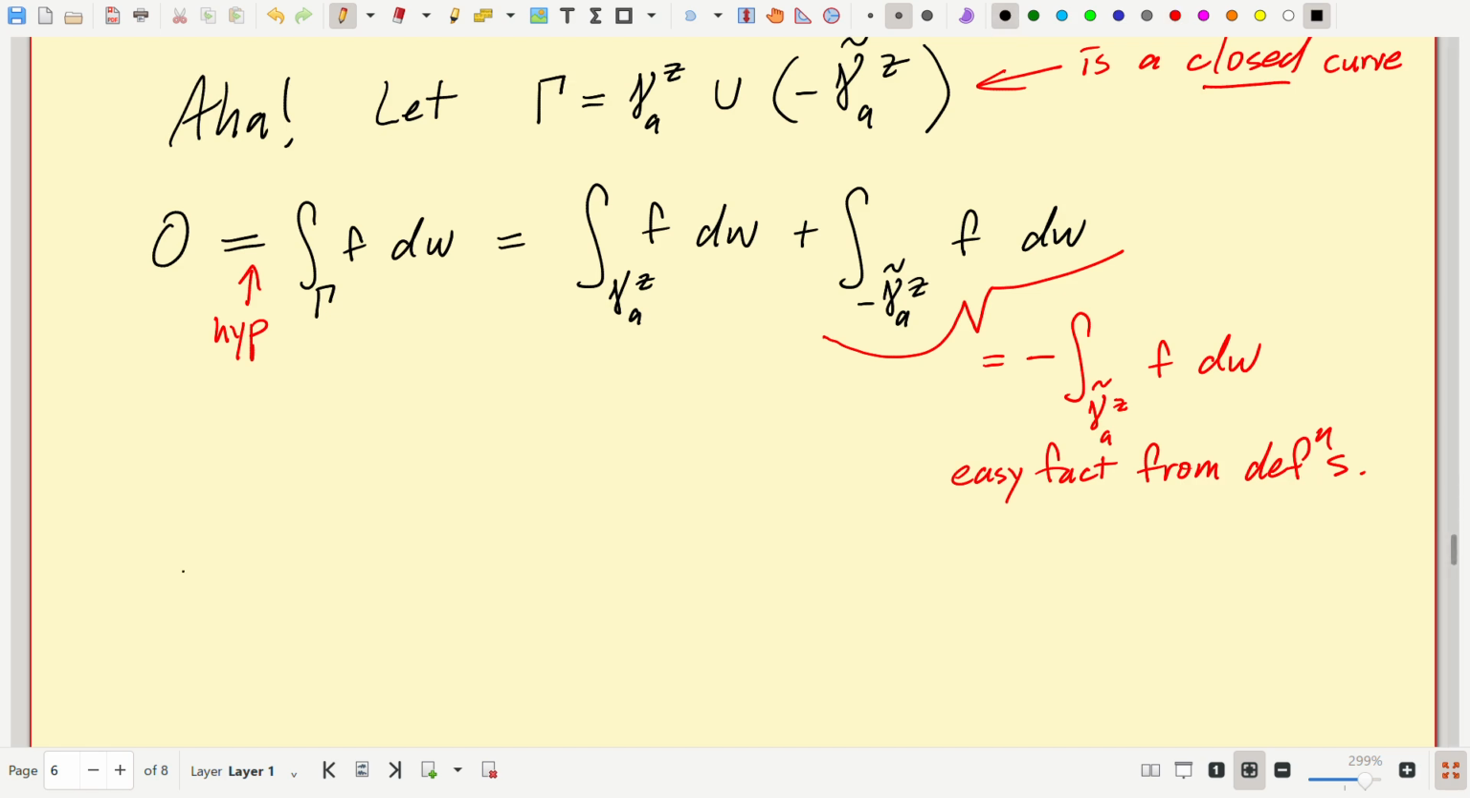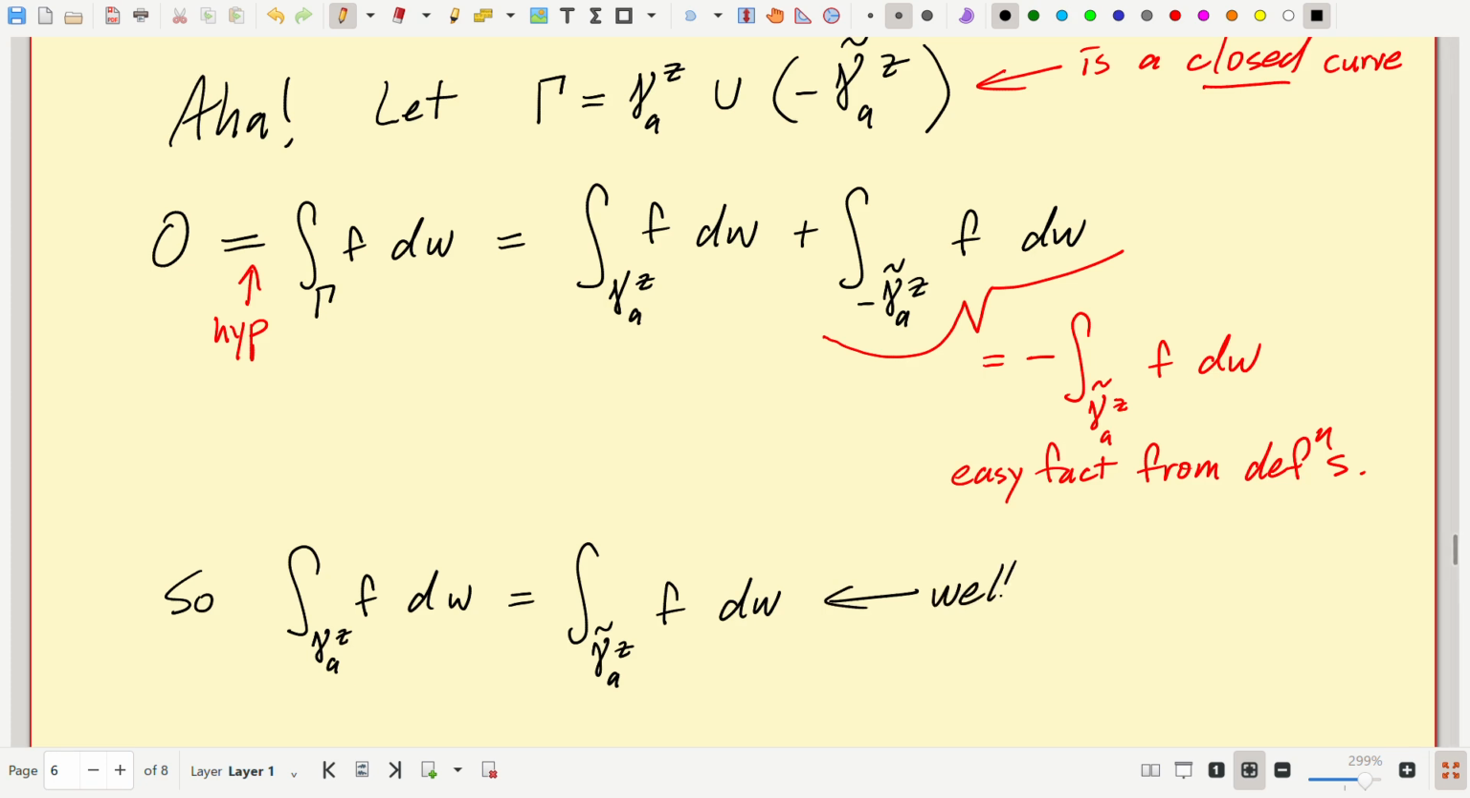And that's exactly, if I pick a different curve starting and stopping at the same spot, I get the same thing. That's exactly what it means to be well-defined. Check. Questions about that?